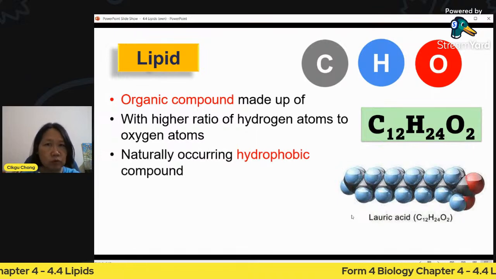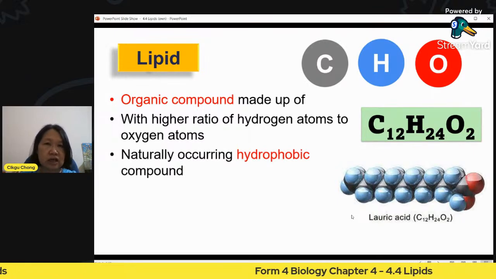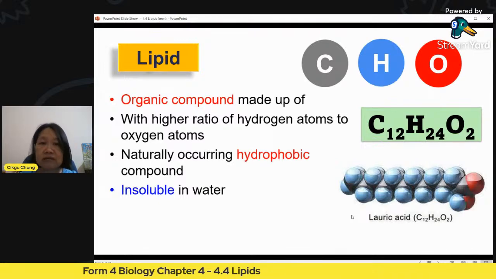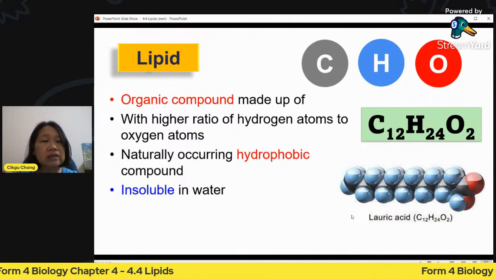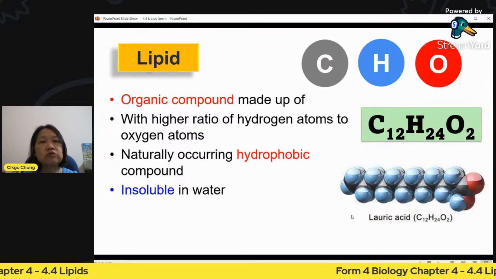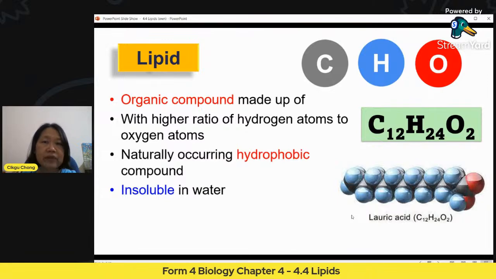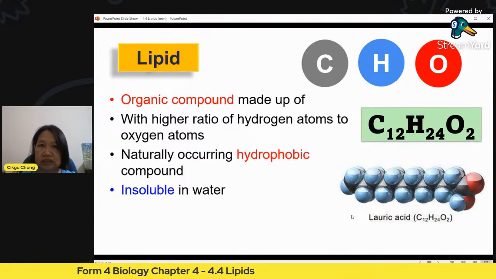They get separated from water. They form two layers if you add oil to water. So therefore, it is insoluble in water. It's the same meaning: being hydrophobic means they are insoluble in water. They do not dissolve in water. Water cannot go into this layer of oil or lipid. Okay, so this is the first slide.